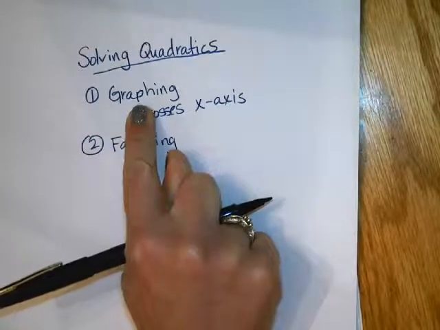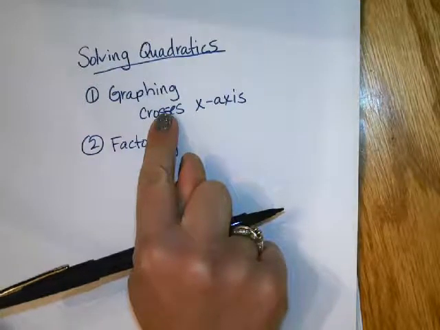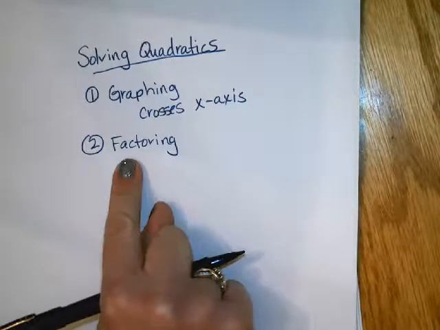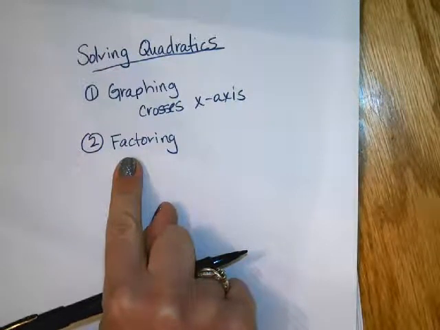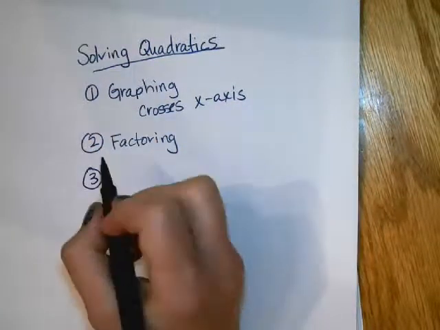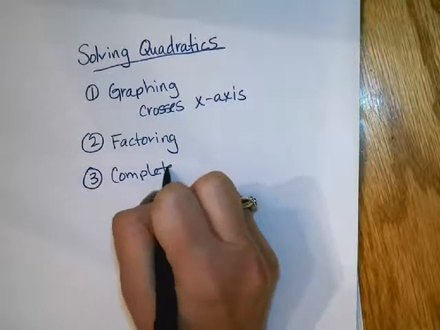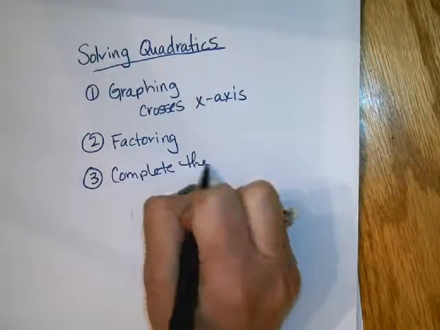And so graphing didn't always work, right? If it didn't cross at nice pretty numbers, it made it a little tricky. We got some crazy decimals. Factoring didn't always work because if it doesn't cross the x-axis, then it's not going to factor nicely. And then we said, okay, what could we do? And that's what we just started with. That was completing the square. So remember, I'm trying to give you a toolbox of ways to solve them.